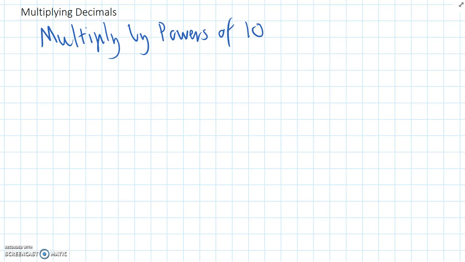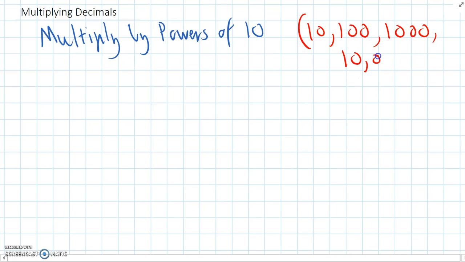And powers of 10 are 10, 100, 1000, 10,000, and so on. Because remember, a power means a number times by itself. So 10 tens are 100, 10 times 10 times 10 is 1000, etc.